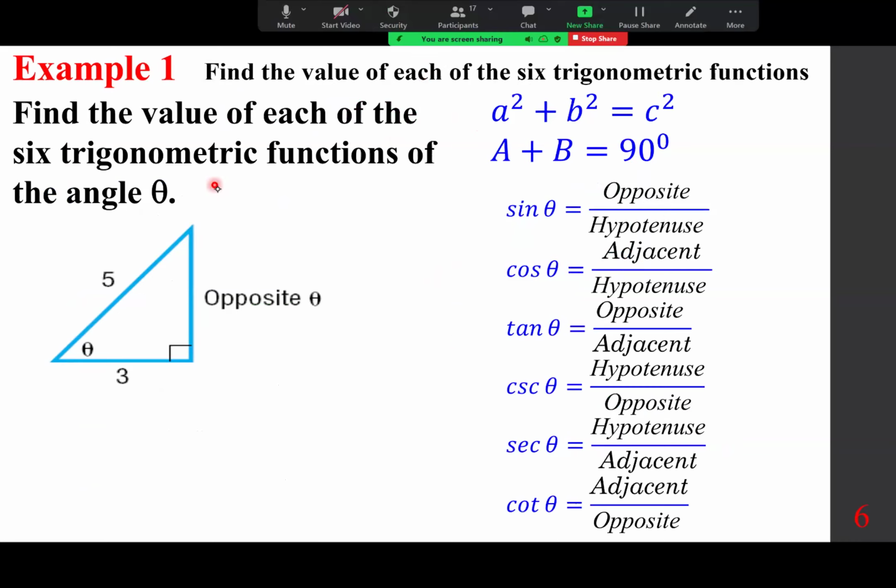Find the value of each of the 6 trigonometric functions of the angle theta. Reminding everyone that a squared plus b squared equals c squared, and A plus B is 90. And because this is 90, the other two must add up to 90. If this side is 3 and this side is 5, then 3 squared plus b squared equals 5 squared, and we can find that easily. So let's call this side b, this is a, this is c.